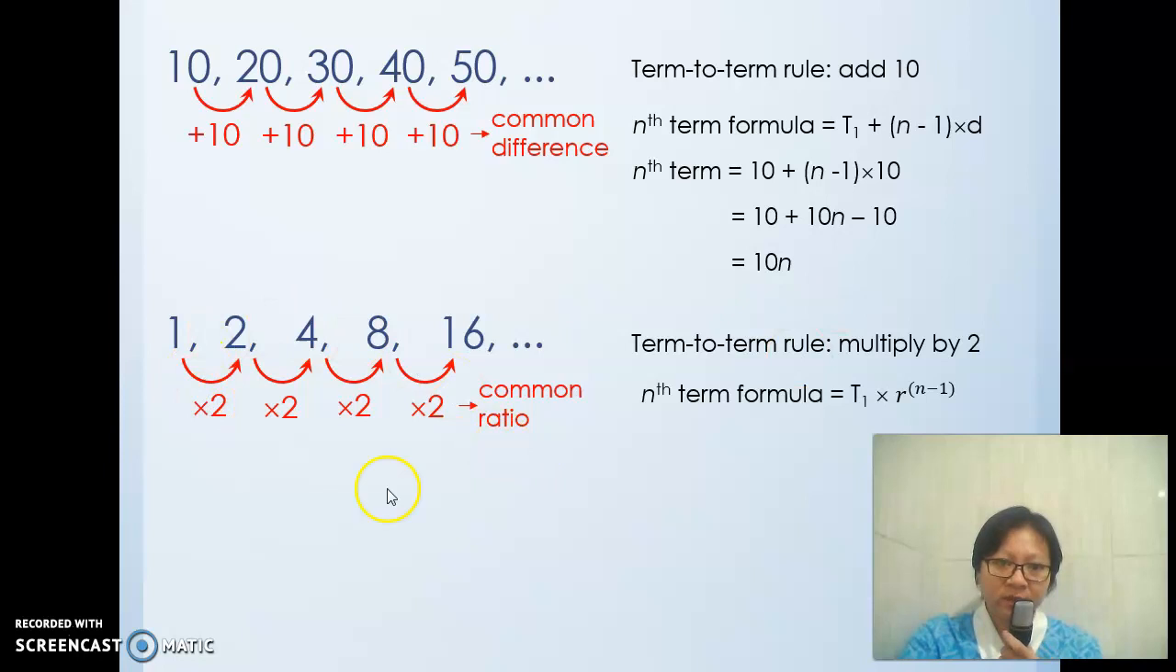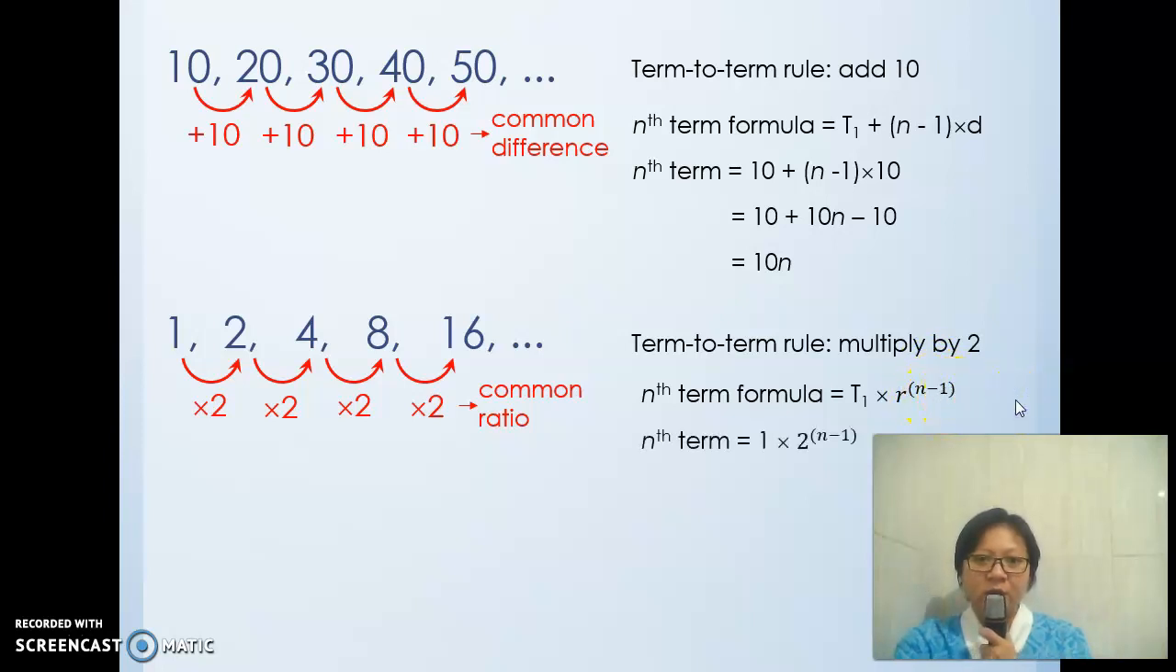What about the geometric sequence? The nth term formula for this geometric sequence is the first term times the common ratio to the power of n minus 1. The same concept here, because the common ratio is multiplied beginning at the second term here. That's why we need to reduce 1 here. Reduce the position number by 1.